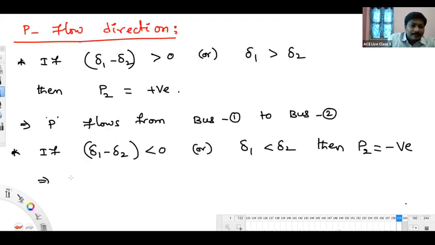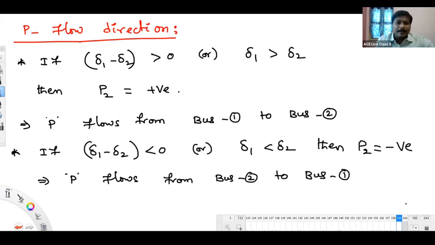That implies real power flows from bus number 2 to bus number 1. Tell me please, who is going to decide the real power flow direction here? Is it from bus 1 to bus 2 or bus 2 to bus 1? Who is deciding that?